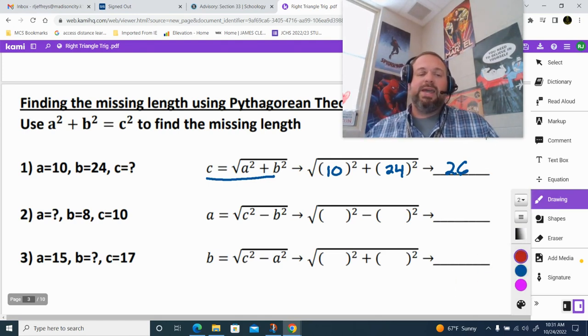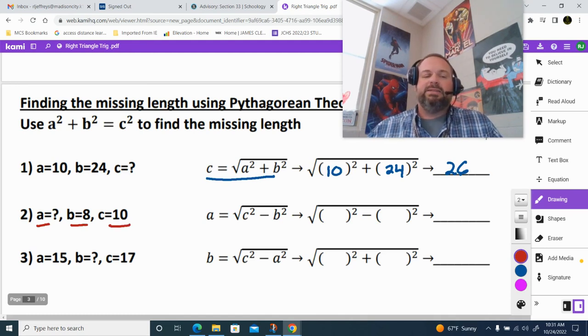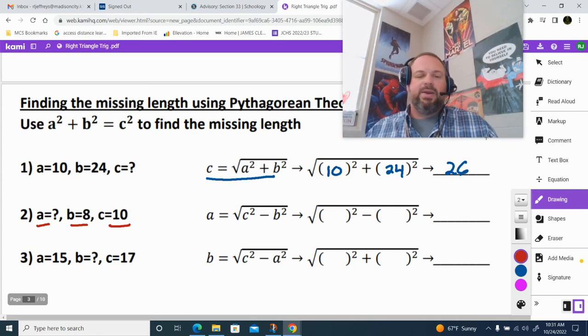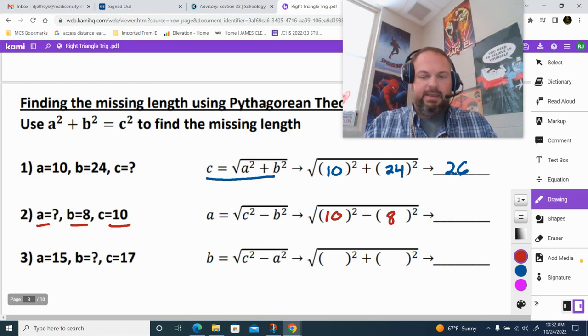So we don't know what A is. A is usually our little side. This is our little side, our medium side, and our big side. Somebody said it's the baby bear, the mama bear, the daddy, whatever it takes for you to understand it. I don't care. So I know what C is. C is 10, so it would go here. B is 8. Now, plugging this in, I'm still going to do the parentheses because that's what's on my paper.